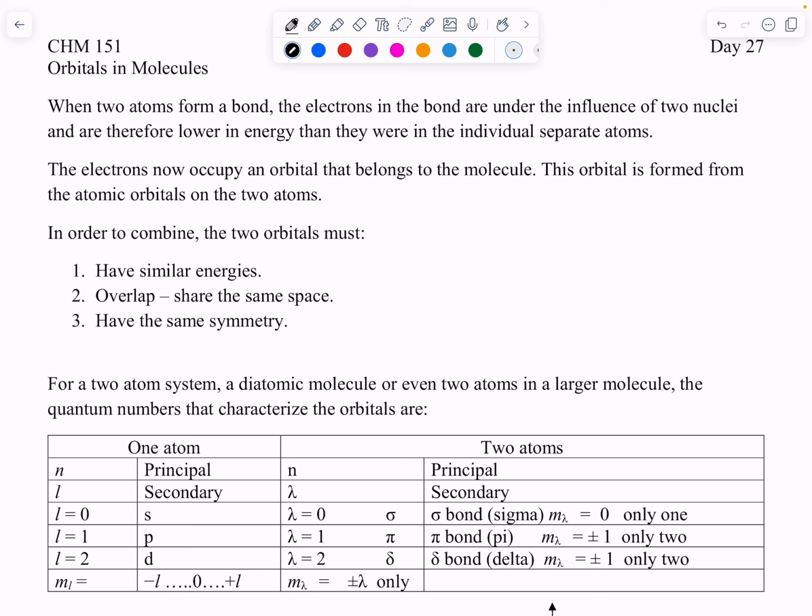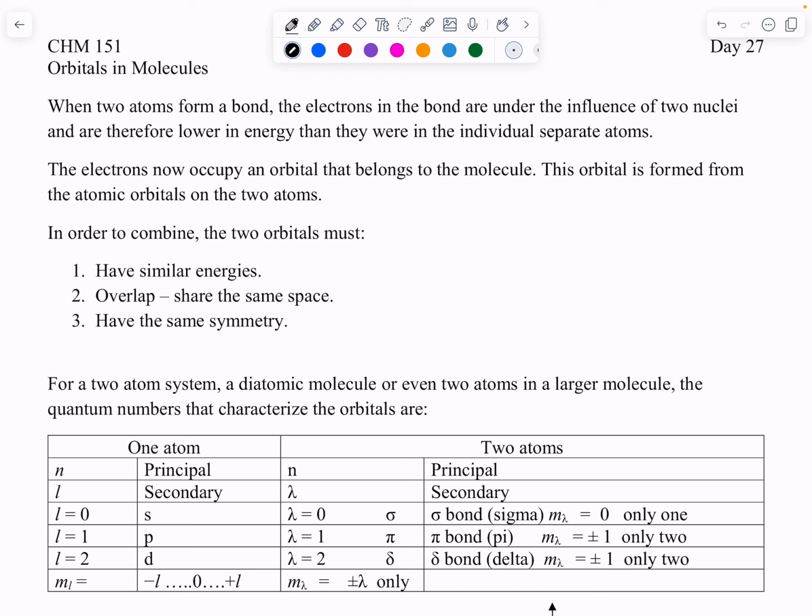Now, of course, humans try to design things, and what you're watching this on is not a favorable bond. We had to make it. But bonding is almost always energy released. Now the electrons occupy an orbital that belongs to the molecule, so we're getting towards this new theory called molecular orbital theory.